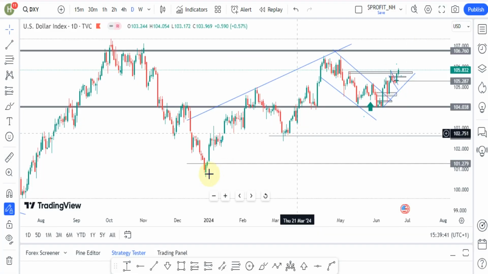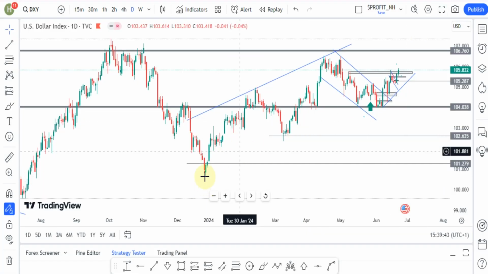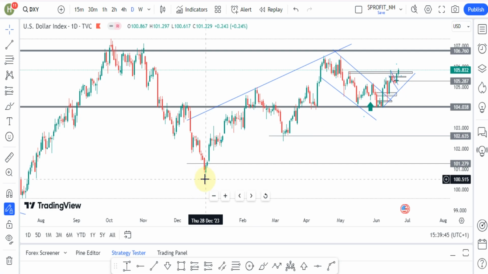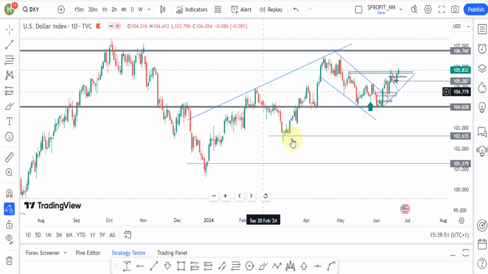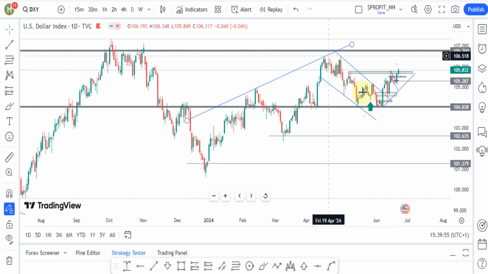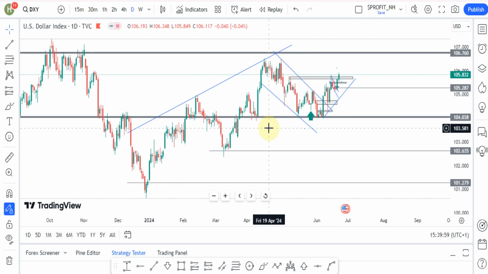So the DXY has been on an uptrend all the way from December 2023 all the way up here. It's giving us this impulse and correction, whereby we're having these higher highs, higher lows, higher highs, higher lows, higher highs. So what was happening at this point? Last month, I think, this was from April, this market was giving us this correction phase at this point before it continued pushing upwards.